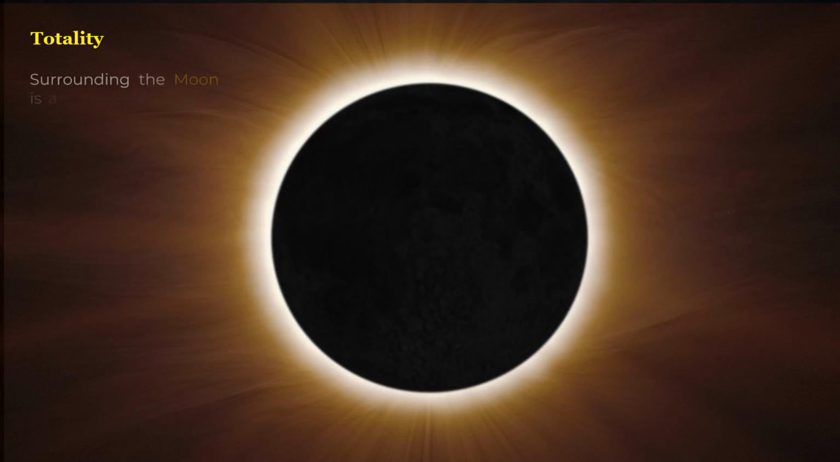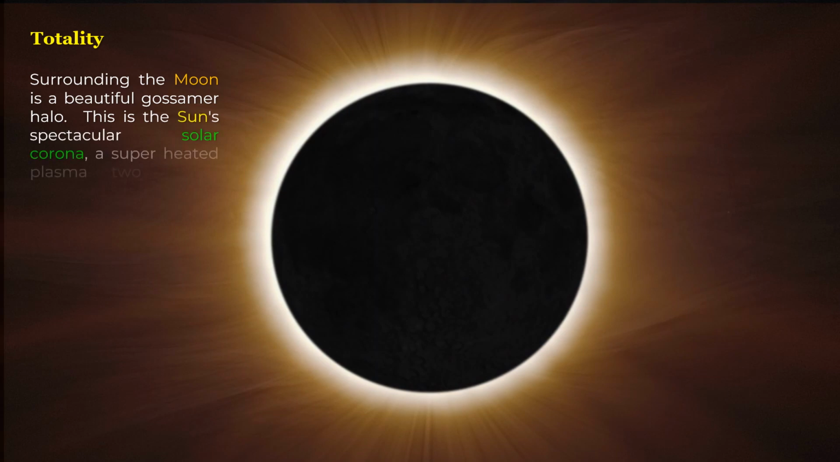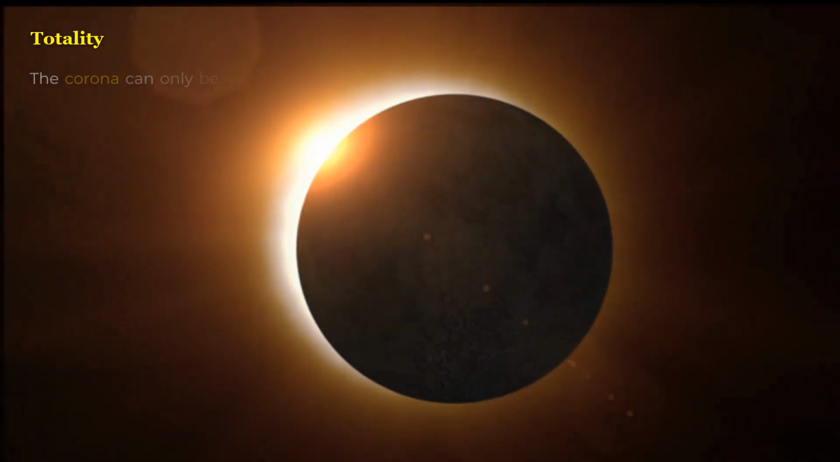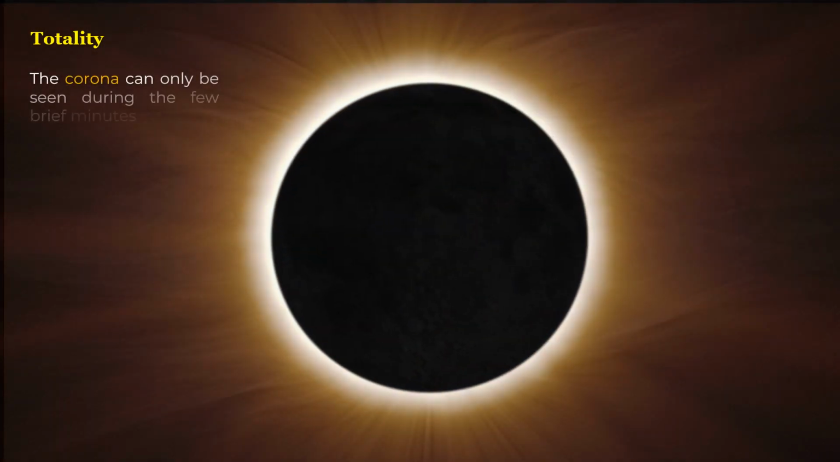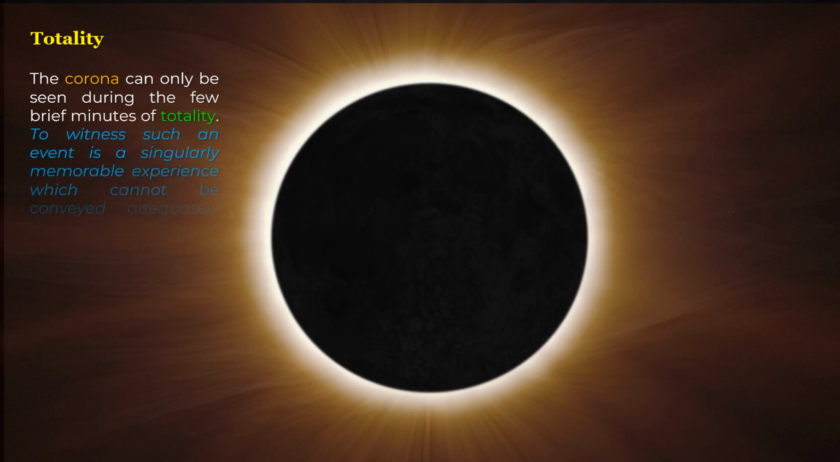Surrounding the moon is a beautiful gossamer halo. This is the sun's spectacular solar corona, a superheated plasma 2 million degrees in temperature. The corona can only be seen during the few brief minutes of totality. To witness such an event is a singularly memorable experience which cannot be conveyed adequately through words or photographs.